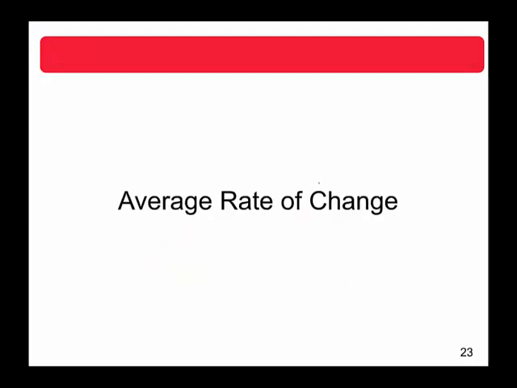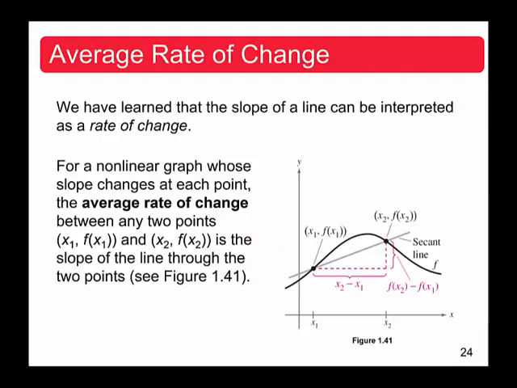Now let's take a look at the average rate of change. Average rate of change is also called the slope of the secant line. It's the same thing as saying slope of the secant line. Secant line is a very important concept to understand calculus. So this is like the foundation for calculus courses.